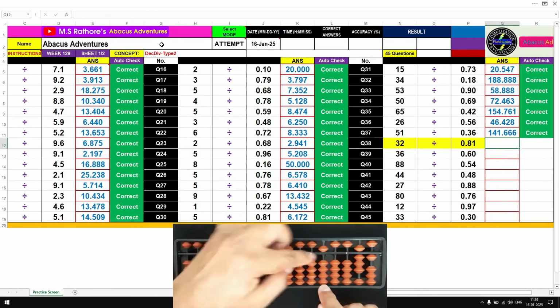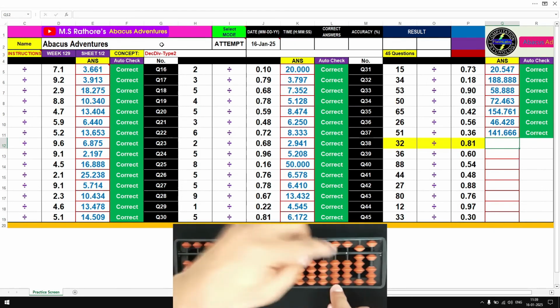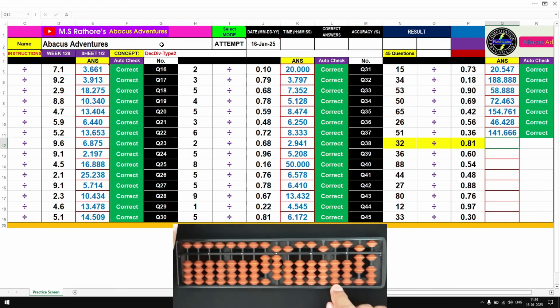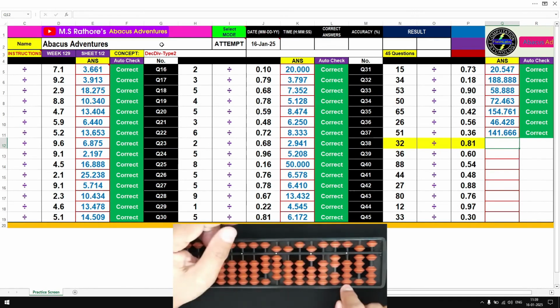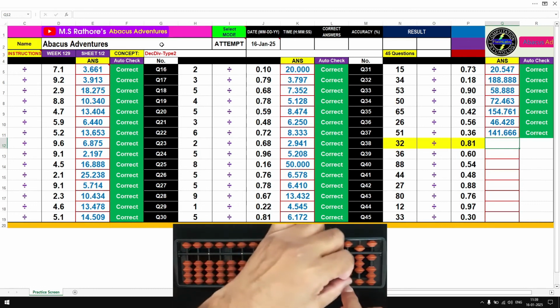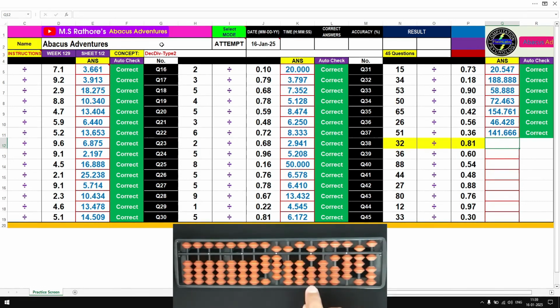8 zeros are 0, shifted 1 zeros are 0, new number is 50. 8 sixes are 48, shifted 1 sixes are 6, and the answer gets completed on the third decimal place, 39.506.